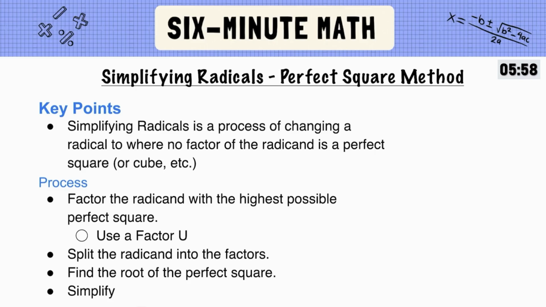Our key points are to understand that simplifying radicals is the process of changing a radical to where no factor of that radicand is a perfect square. The process is we are going to factor that radicand with the highest possible perfect square, and to use this we are going to use a factor u. If you don't know what a factor u is, be sure to check out our video here at 6-Minute Math called Factors, which helps explain that process. Then we're going to split that radicand into those two factors. We're going to find the root of that perfect square, and then we're going to simplify.